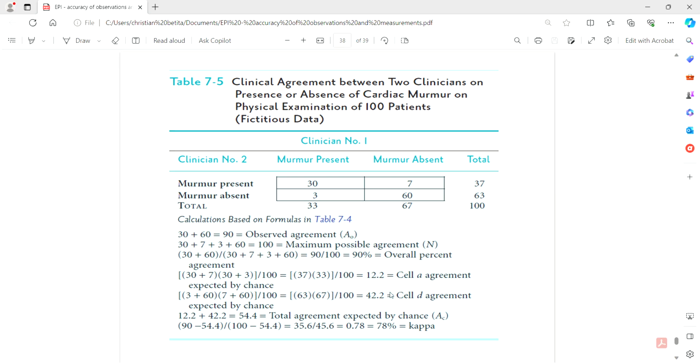Cell A agreement expected by chance, that's 12.2. Cell D agreement expected by chance, that's 42.2. Total agreement expected by chance, that's this value. So they simply added cell A agreement expected by chance with cell D agreement expected by chance. And your kappa is given by this formula, and they got a value of 78%. So their agreement with chance eliminated is 78%. Okay.